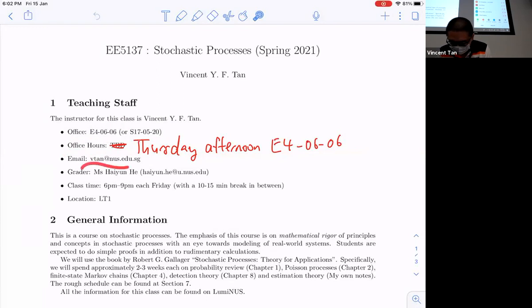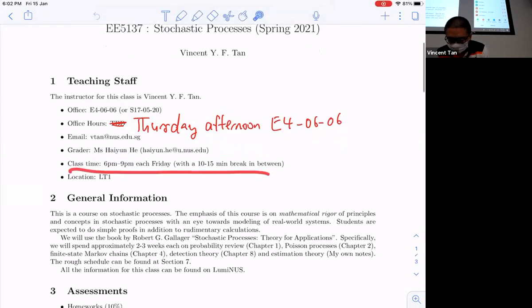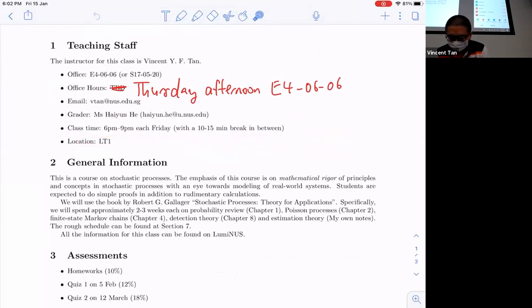This is my email. This is the grader. In case you have any issues with the grading, you can ask her. She will be grading the homeworks. I will be grading all the quizzes and exams because those are more sensitive. Okay, the class time is, you know the location if you want to show up, is here.